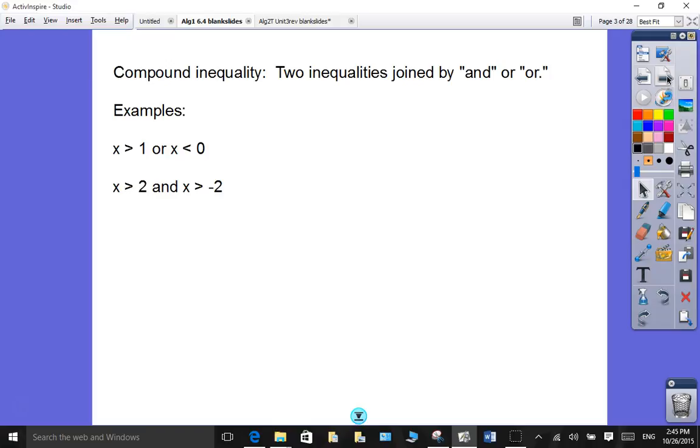Most of what we did in this unit, solving inequalities, was not new. It seemed like review. But this is new. Compound inequality means two inequalities joined by the word and or the word or. Examples would be x is greater than 1 or x is less than 0. X is greater than 2 and x is greater than negative 2.